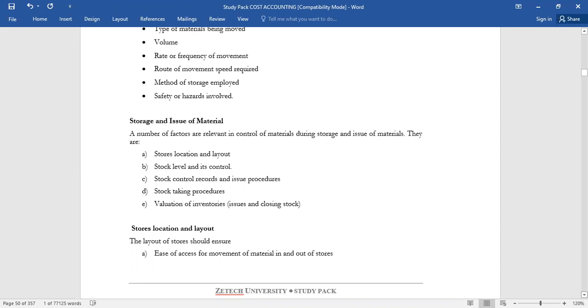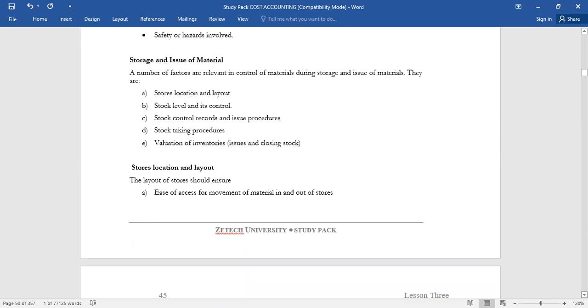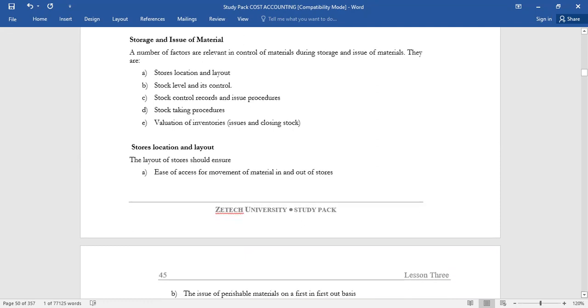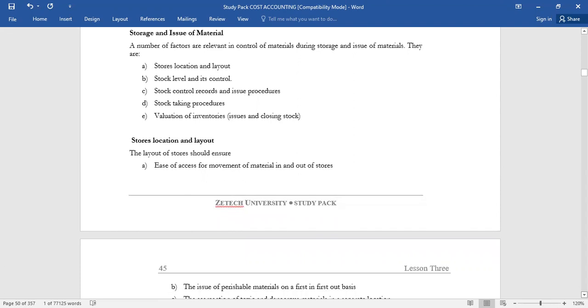So the stock taking procedure becomes key because at any point we'll be able to value what is in the stock, or the valuation of the inventory as per the International Accounting Standard 2. And we have different methods. We have FIFO, we have LIFO, and we have the average cost method. We'll come to that later on. So the store location and layout makes it easier for the movement of access.